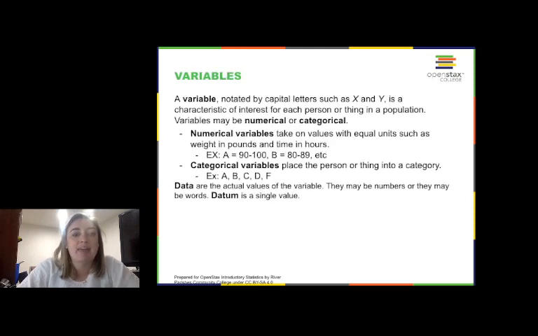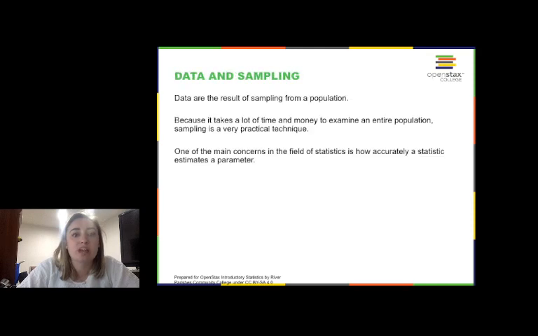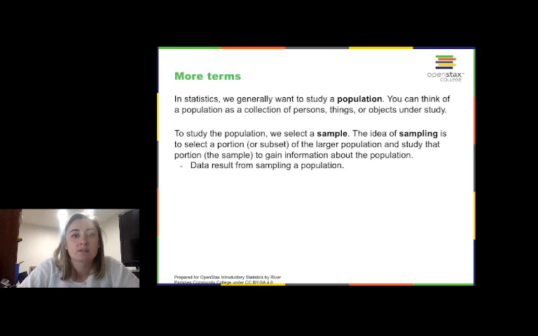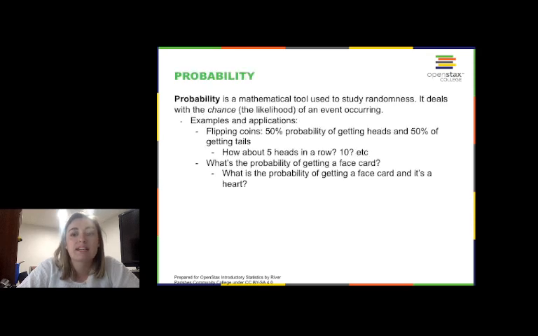Probability is a mathematical tool that we can use to study randomness. It deals with the chance or the likelihood of an event occurring. Some examples of this are, if we flip a coin, what are the chances that it will land on heads, and what are the chances of it landing on tails? We would get a 50% chance that it will land on heads in one flip, if it's a fair coin, and a 50% chance of getting tails on one flip.